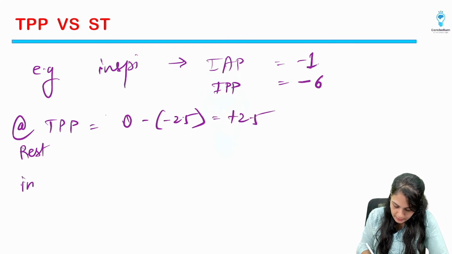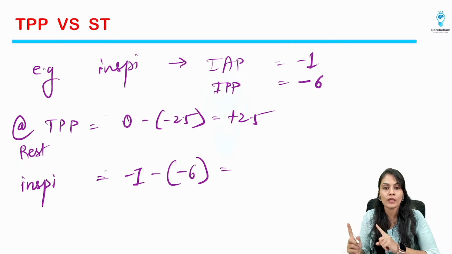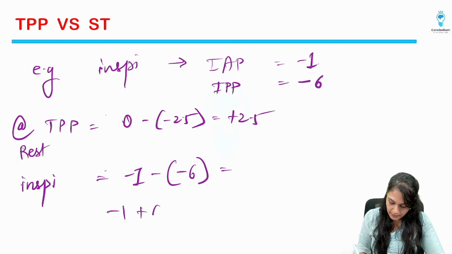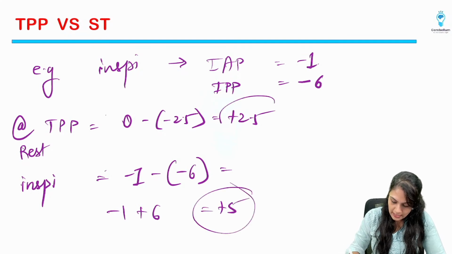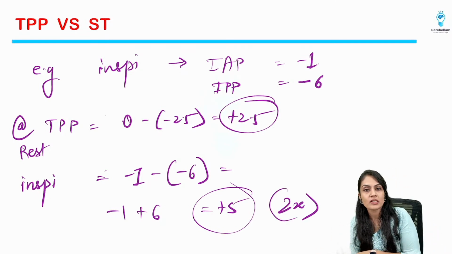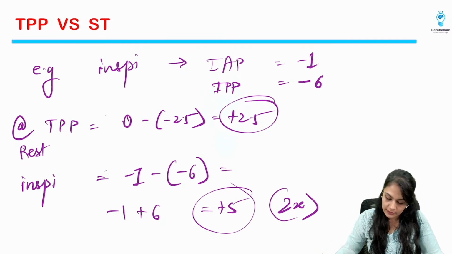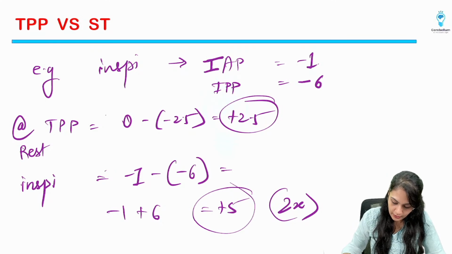But during inspiration, this will become -1 minus -6. That is equal to, now see over here, -1 plus 6. So that is going to be +5, isn't it? So it has almost doubled. It became 2x, and that's why it will be able to overcome the surface tension, and that is going to give us the effect. And what is the effect? There will be expansion of the alveoli, right?